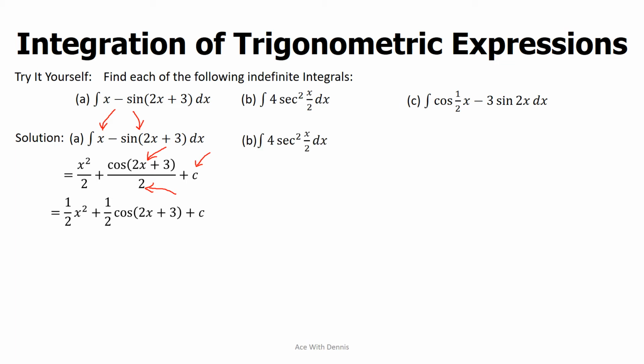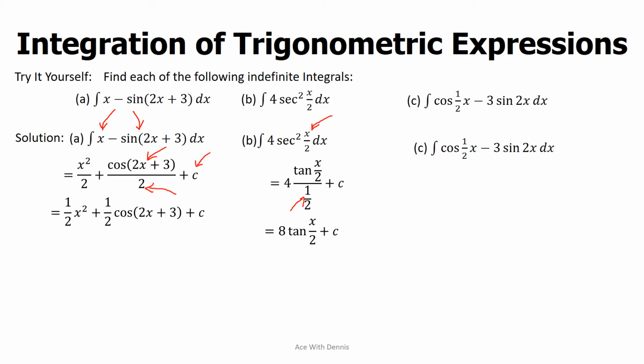For B, integration of 4 secant square x over 2 dx. So we integrate secant square, we get tangent. And we differentiate x over 2, we get half. Therefore, it becomes 4 tangent x over 2 over half plus c. And we write this equation, it becomes 8 tangent x over 2 plus c.